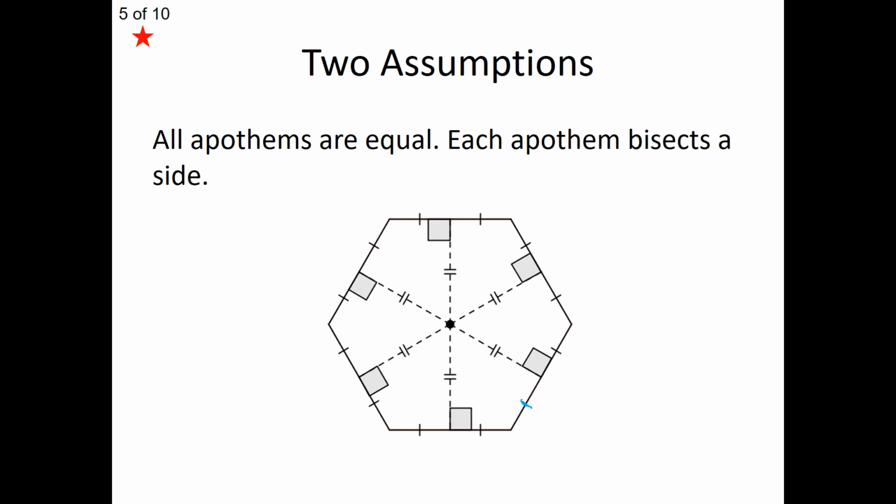So remember these two properties: all apothems produced in any given regular polygon are equal in measure, and they are bisectors of the sides. Not just ordinary bisectors, they're actually perpendicular bisectors, if you notice. So kind of neat things happen there.